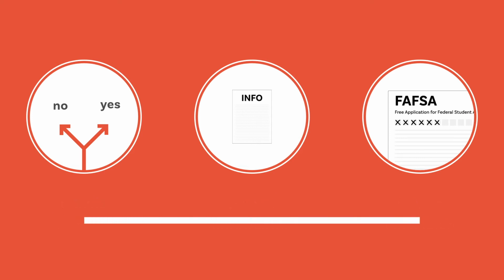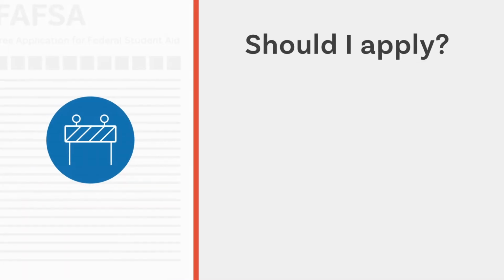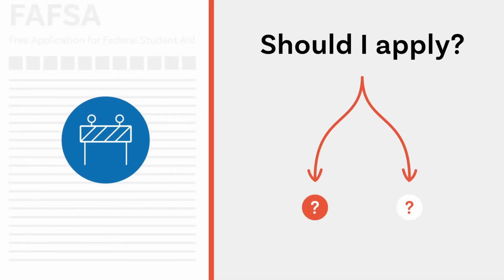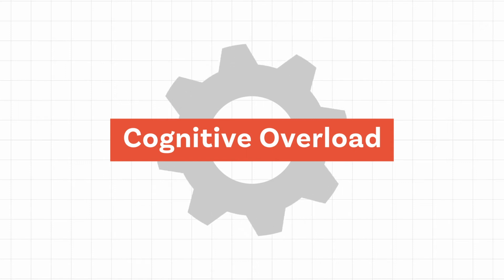Once we had a behavioral map, the second step was to identify the psychological barriers and biases present at each step of the process. We found that a key barrier for students was in the initial decision to apply. There's a lot of friction involved, as the FAFSA requires time and effort to fill out, and a student won't know if they actually qualify for aid until they've completed the form. This created cognitive overload, prompting students to procrastinate and keeping them from submitting their applications on time.